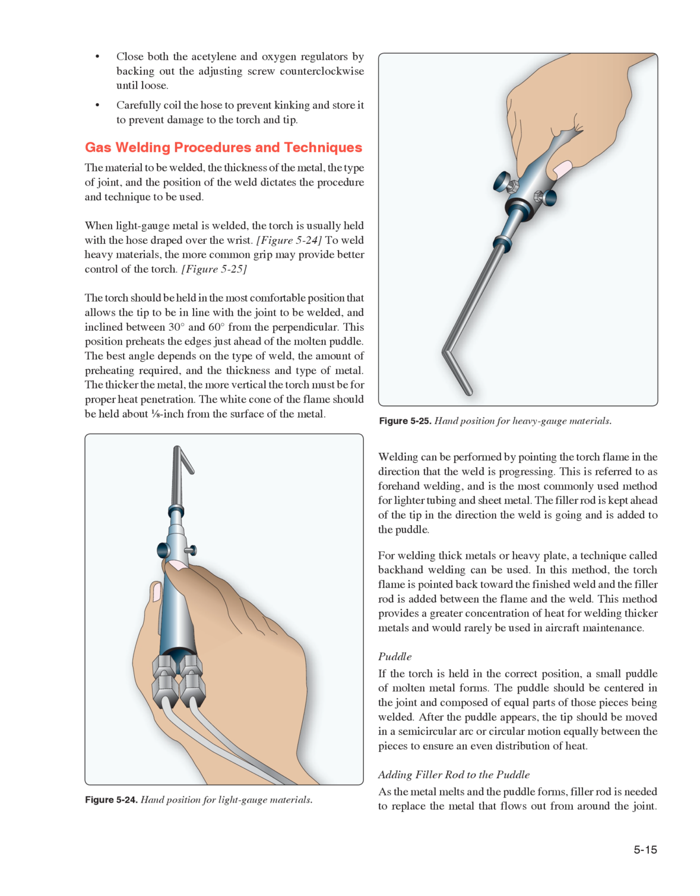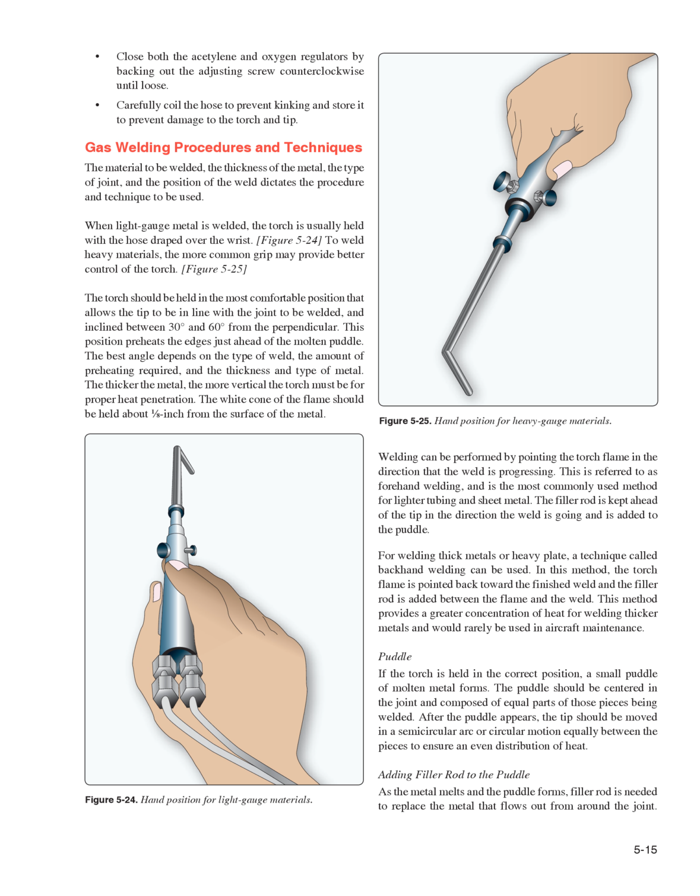Welding can be performed by pointing the torch flame in the direction that the weld is progressing. This is referred to as forehand welding, and is the most commonly used method for lighter tubing and sheet metal. The filler rod is kept ahead of the tip in the direction the weld is going and is added to the puddle. For welding thick metals or heavy plate, a technique called backhand welding can be used. In this method, the torch flame is pointed back toward the finished weld and the filler rod is added between the flame and the weld. This method provides a greater concentration of heat for welding thicker metals and would rarely be used in aircraft maintenance.